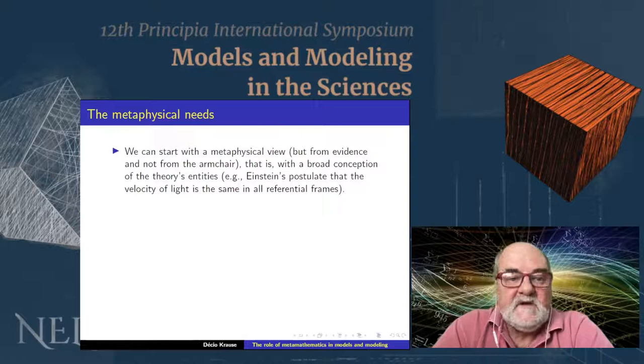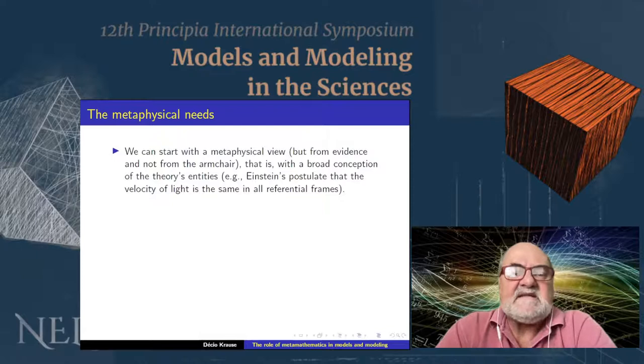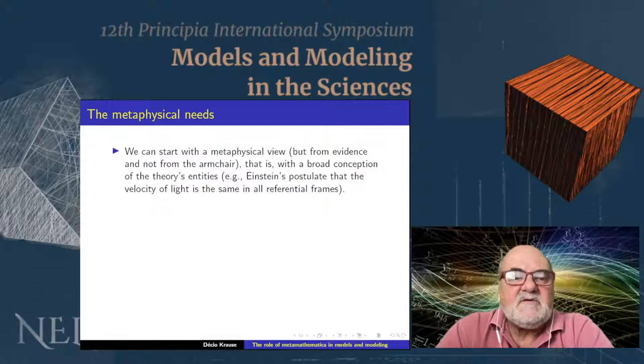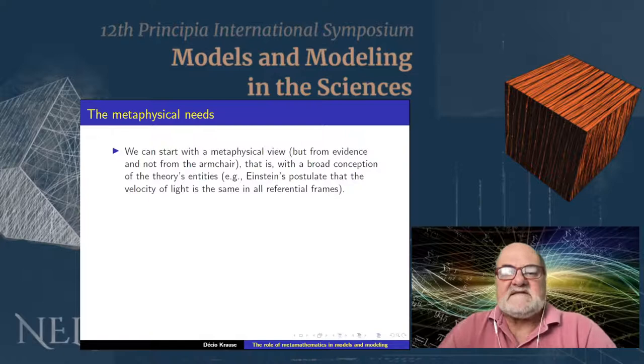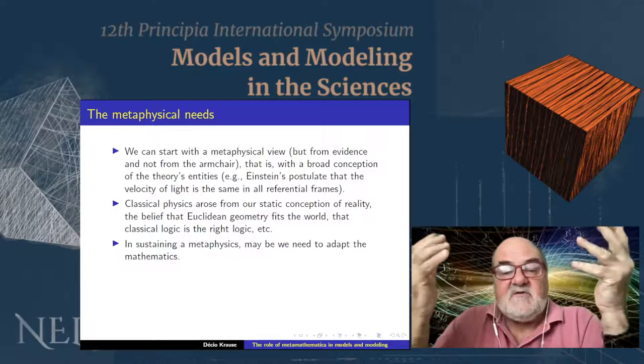I spoke about the mathematical needs of the theory, but are there metaphysical needs too? I think so. We can start with a metaphysical view instead, but taken from evidence, metaphysical ideas taken from evidence, that is, there are electrons, what electrons are, and so on, not from the armchair, but from the physical evidence, that is, with a broad conception of the theory's entities. For instance, a very general metaphysical claim, as Einstein postulated that the velocity of light is the same in all inertial reference frames. Then we can start with the metaphysical presuppositions.